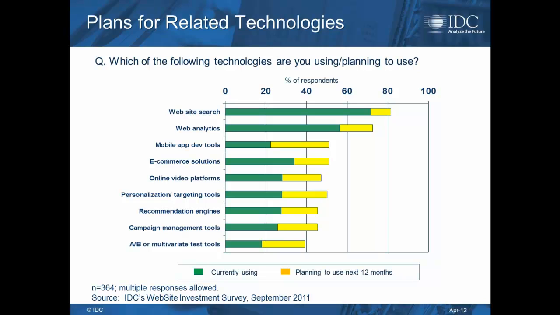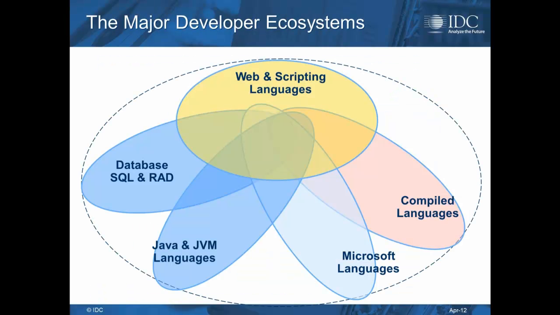We asked survey participants last fall what their plans were for related technologies. And as you can see on this list, the needs are all over the map. Better site search, web analytics, mobile app dev tools, e-commerce, online video platforms, and tools for digital marketing, such as personalization and targeting and recommendation engines and test tools and so forth. So this is a laundry list. Your laundry list may look a little different. But that's, again, highlighting the value of a platform that will let you integrate whatever you need.